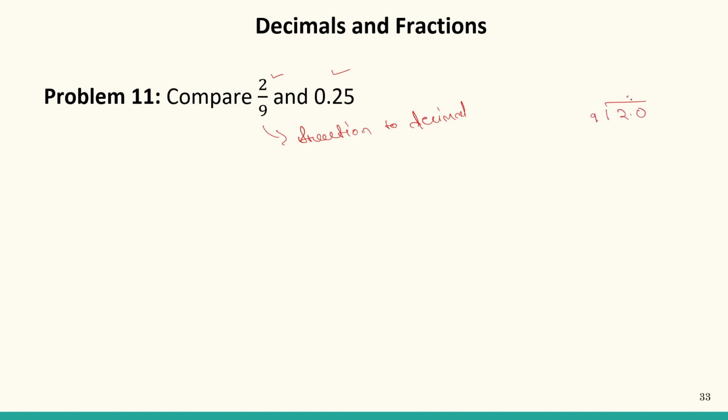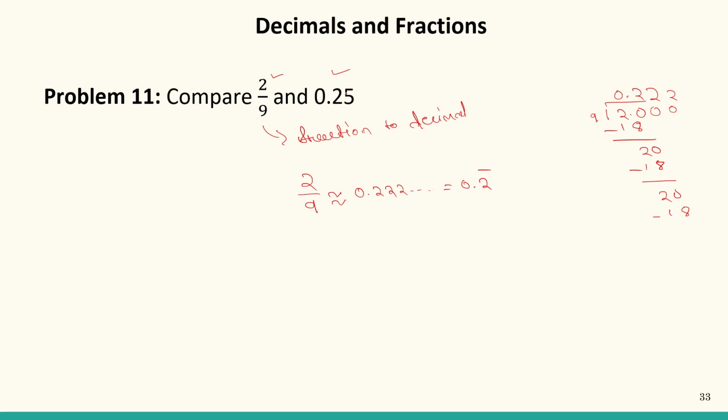So 1 to 2 is equal to 18, minus, so this is equal to 20, 9 into 2. Again 2 and then again another 0. So what we can see here is a pattern down here: 0.222222. So 2 by 9 is 0.222 and so on. That can actually be written as 0.2 bar.